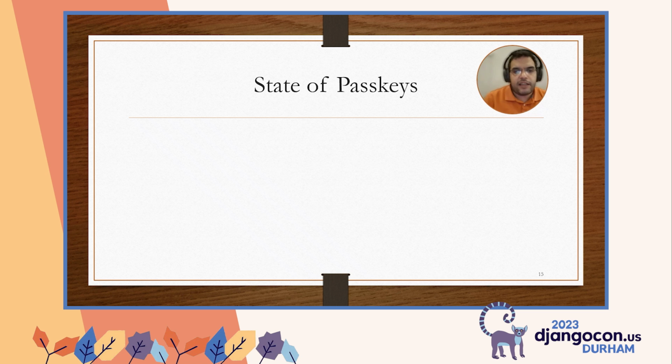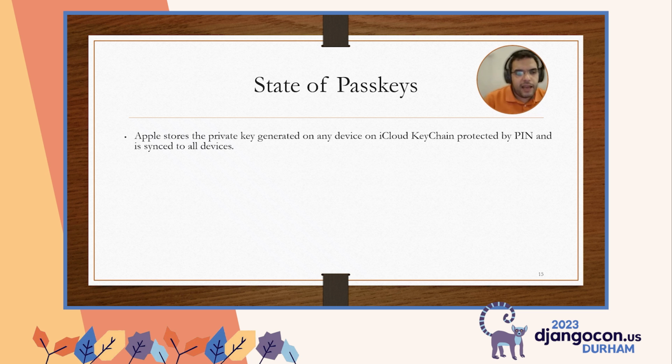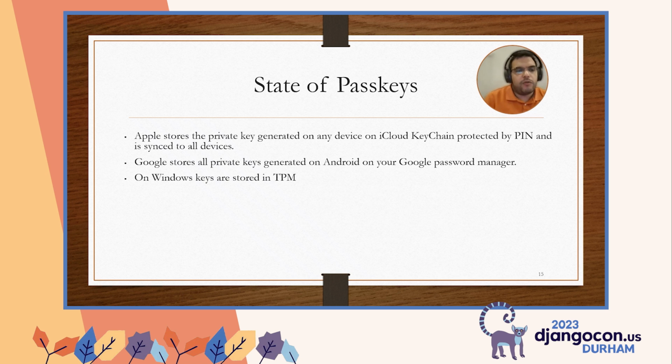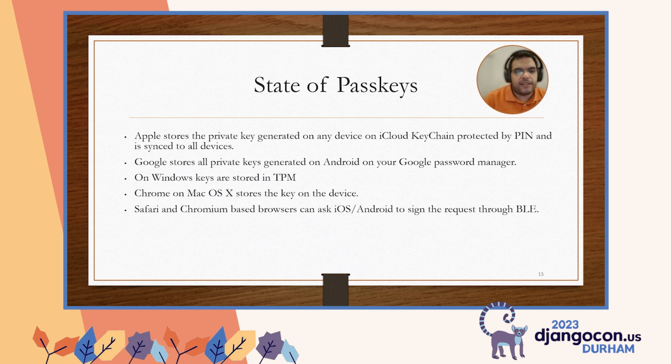So what is the current state of passkeys? Currently, Apple stores a private key generated on any device on the iCloud keychain protected by a PIN, and it is synced to all devices. Google stores all private keys generated on Android on your Google Password Manager. On Windows, keys are stored on TPM, and Chrome on macOS stores the key on the device.